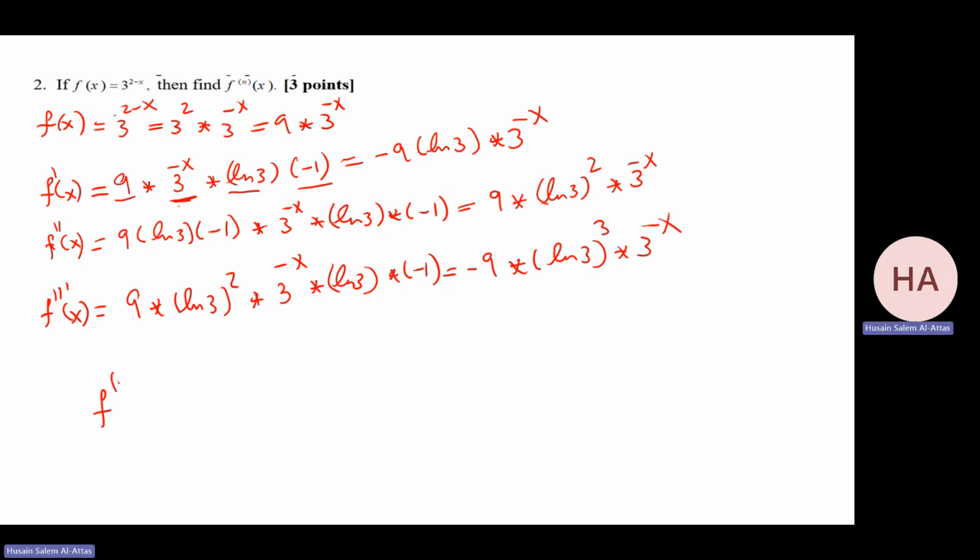What will be the nth derivative? Very easy. I have 3 to the power minus x, and I have ln 3 to the power what? The first is to the power 1, second to the power 2, third to the power 3, so this is to the power n. And I have 9 here. Always 9 is there. And for the odd, it's negative; for the even, it's positive. So it's minus 1 to the power n. This is about the sign. So this will be the nth derivative.